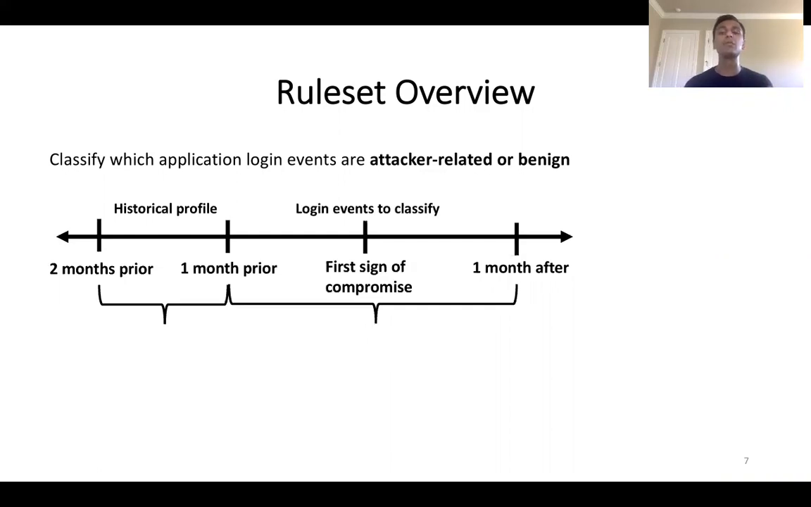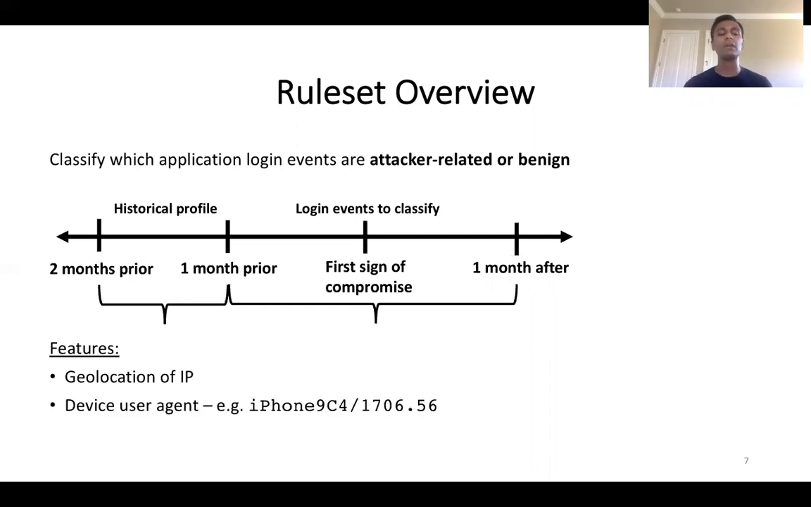And for each login event we wish to classify, we extract 2 sets of features. One feature captures the suspiciousness of the location within the login event. So how suspicious is this location compared to the set of common locations in Bob's historical profile? Another feature we extract is something called the device user agent, which is basically an identifier string for the device that was used to log into the account. So how suspicious is this device compared to Bob's typical devices that he uses to log into his account?